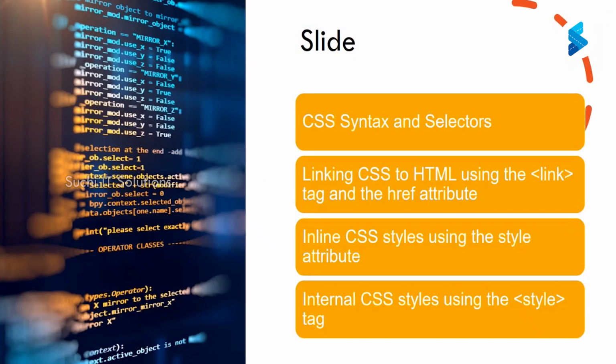That is the reason for the diagram. At the CSS level, some terminologies you need to understand. CSS syntax and selectors, linking CSS to the HTML using the link tag and the href attribute, inline CSS using the style attribute, and internal CSS using the style tag. That means there are three different ways you can implement CSS at our HTML document level. We are going to observe that.